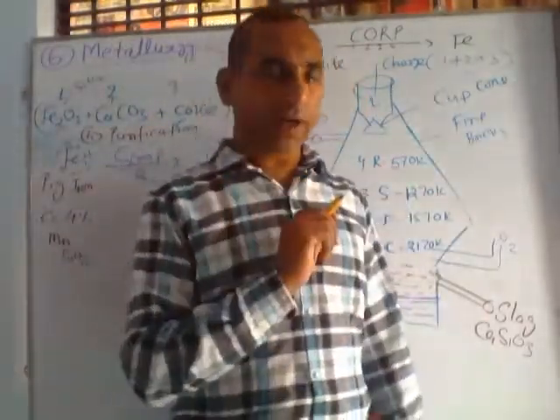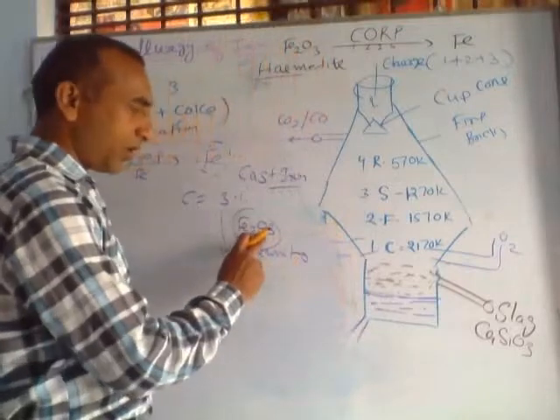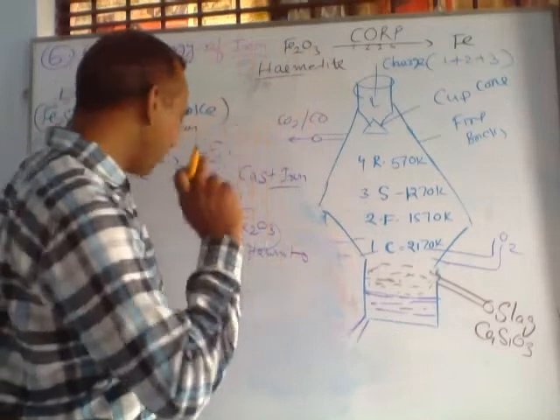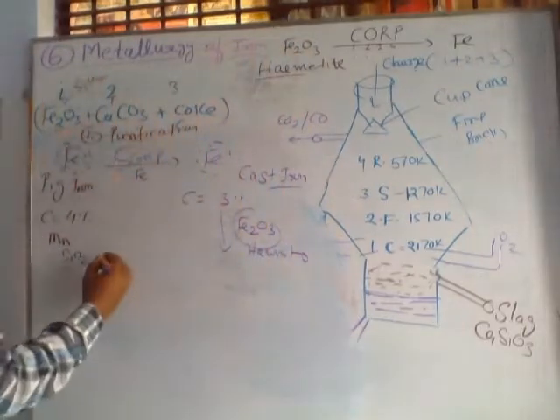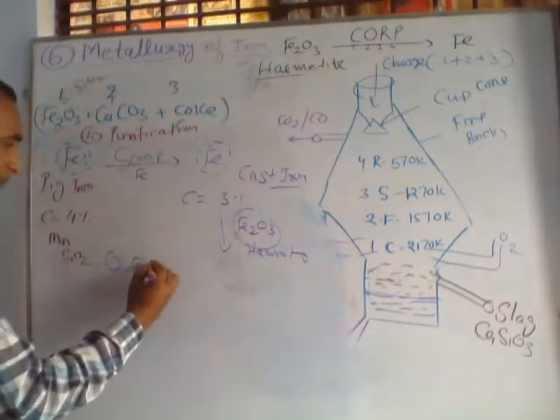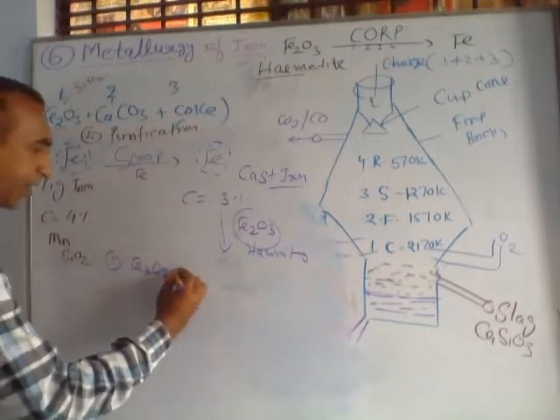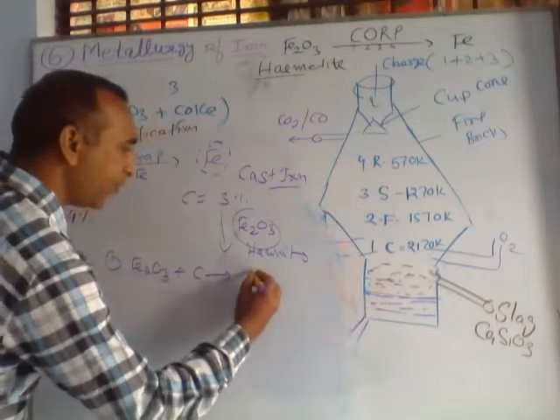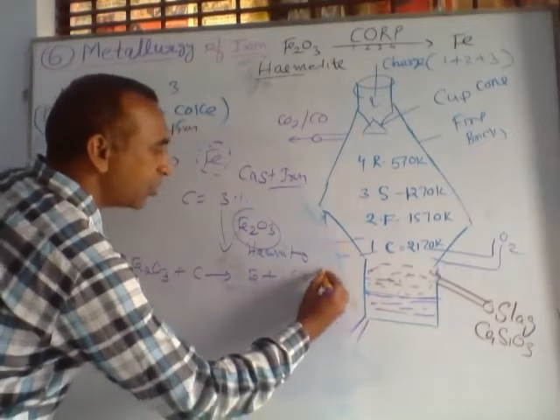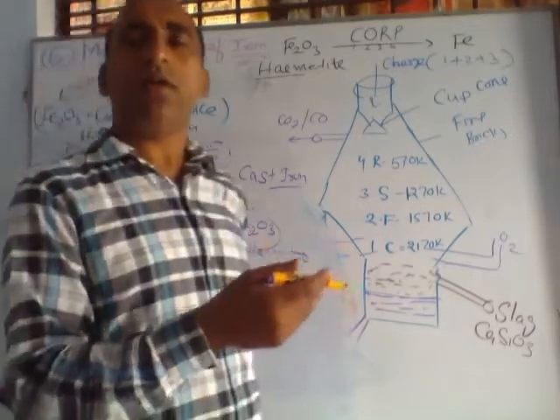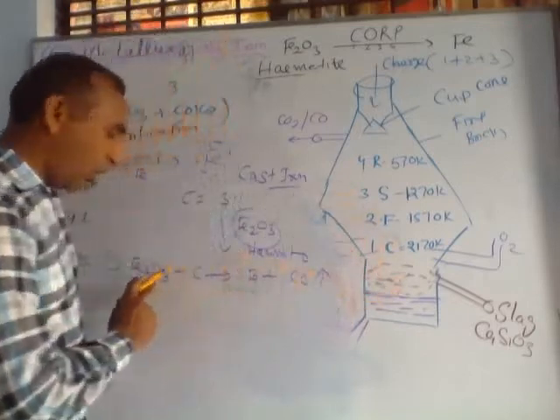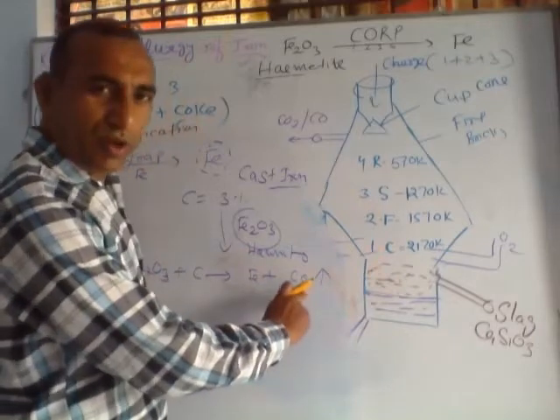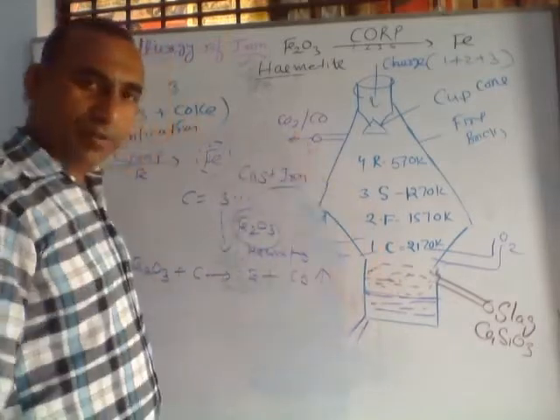So what is the role of hematite here? Hematite is used as oxygen source. This will provide oxygen. So what will happen? Number 1, this is hematite and it will give oxygen. Oxygen reacts with carbon and forms iron along with CO. So most of the carbon reacts with oxygen obtained from hematite and is removed in the form of CO. Now iron is obtained.